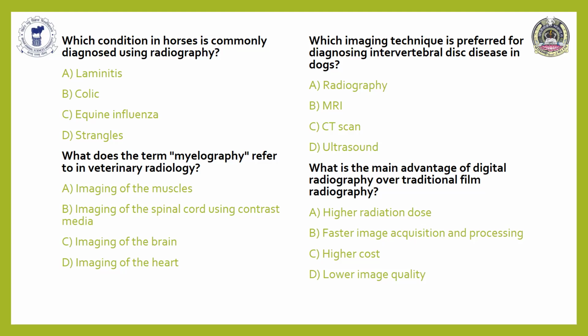What is the main advantage of digital radiography over traditional film radiography? What is the advantage of DR? Faster image acquisition and processing. Option B, right? Because traditionally there were steps involved with film processing, but all these steps are avoided in digital radiography.